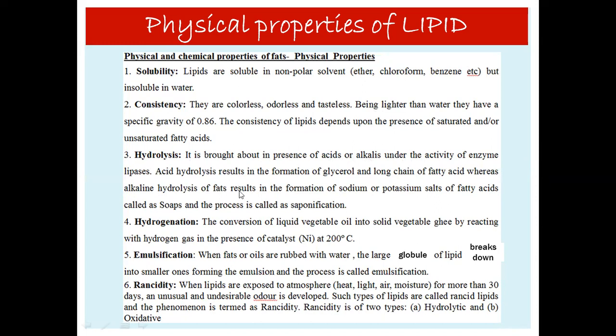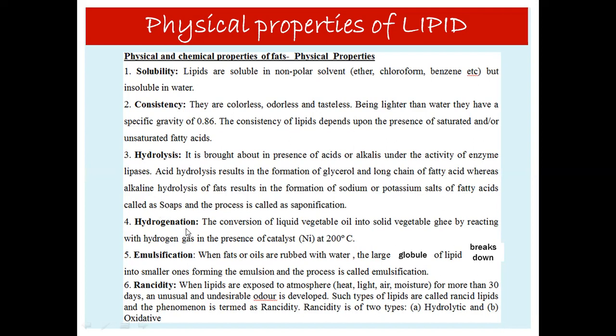Acid hydrolysis results in the formation of its unit structural components, which are glycerol and long chain fatty acids. Whereas hydrolysis in the presence of alkali results in the formation of sodium or potassium salts of fatty acids, also called soaps, and this process is known as saponification. So what is saponification? It is the hydrolysis of lipid molecules in the presence of alkali, which results in the formation of sodium and potassium salts of fatty acids, called soaps.